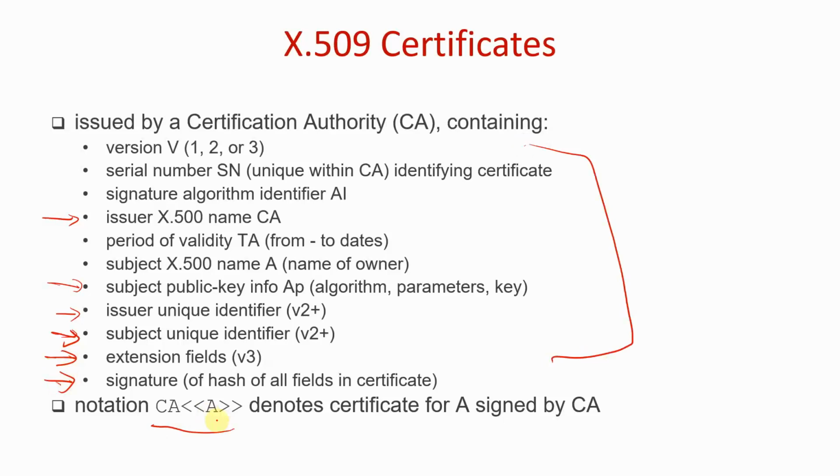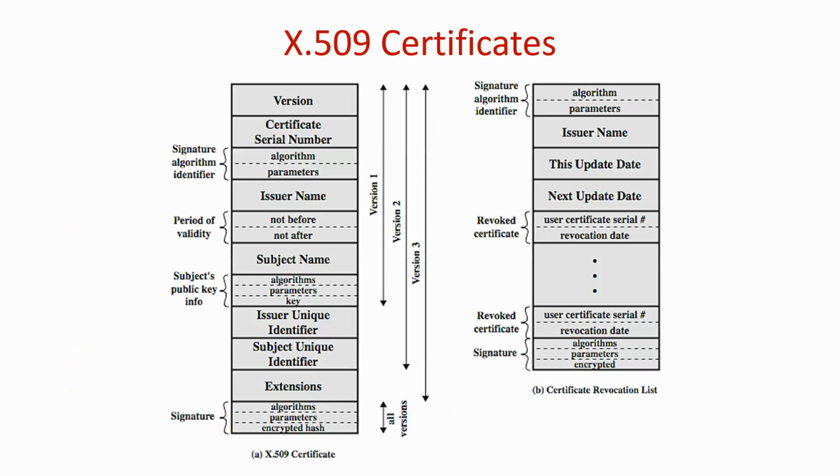This means that this is the certificate of A signed by CA. Okay, so now this is what it looks like. So this is all the information: version, serial number, a signature algorithm, issuer name, period of validity, subject name, subject public key info, unique identifiers and extensions, and finally the signature.